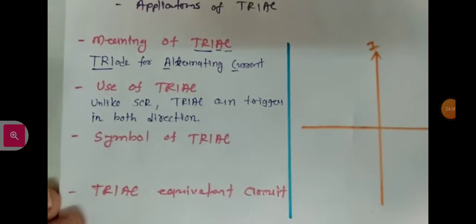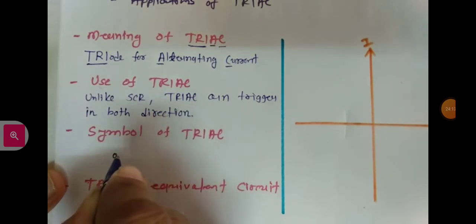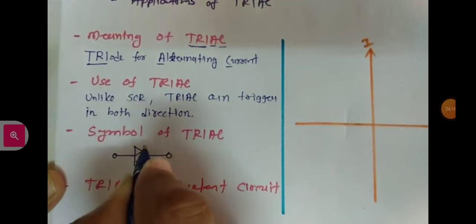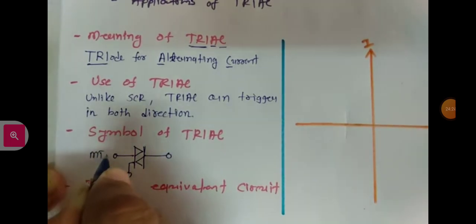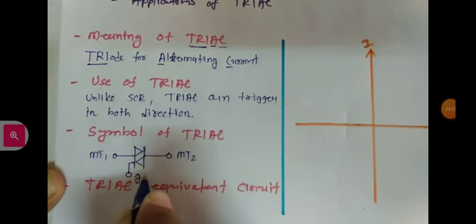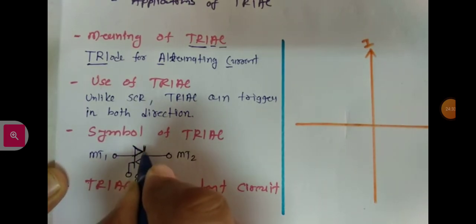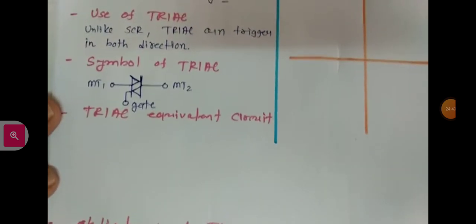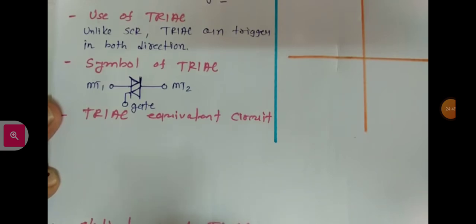Now let us look at the symbol of triac. The symbol of triac is a 3-terminal device. This is MT1, this is MT2, and the third terminal is the gate. This triac is a 3-terminal device, and it is a bidirectional device. A triac could even be considered as two back-to-back SCRs connected. So a triac is a 3-terminal device: MT1, MT2 and gate.